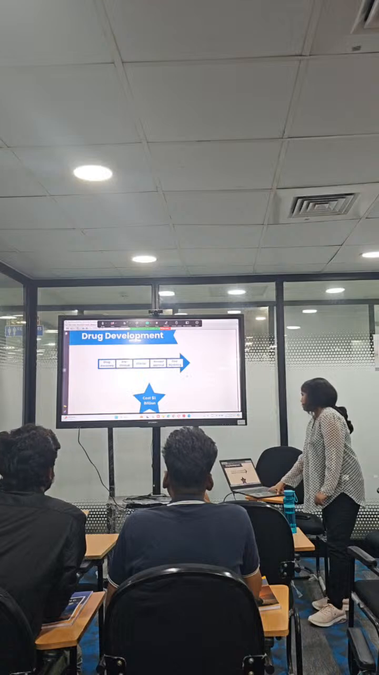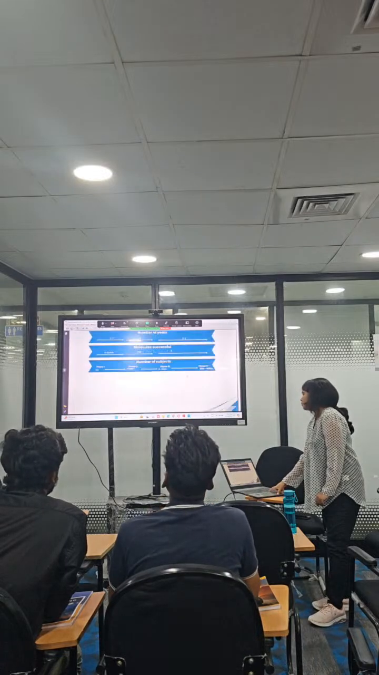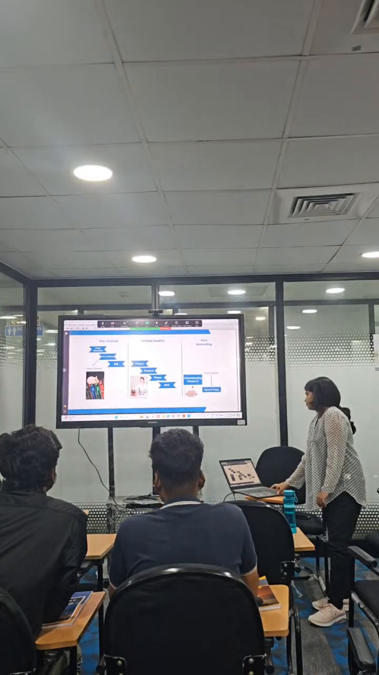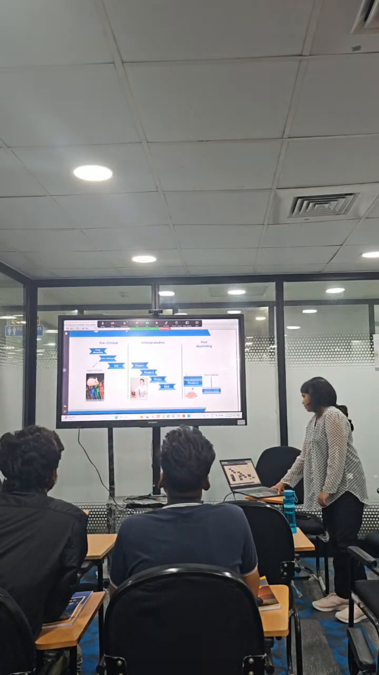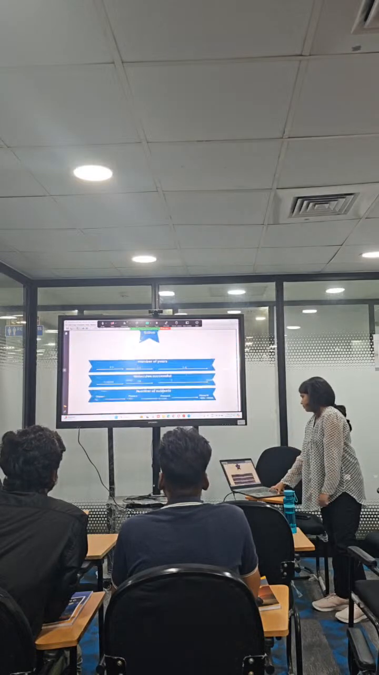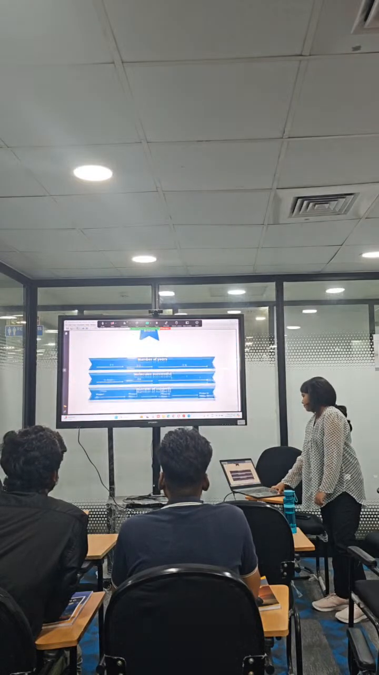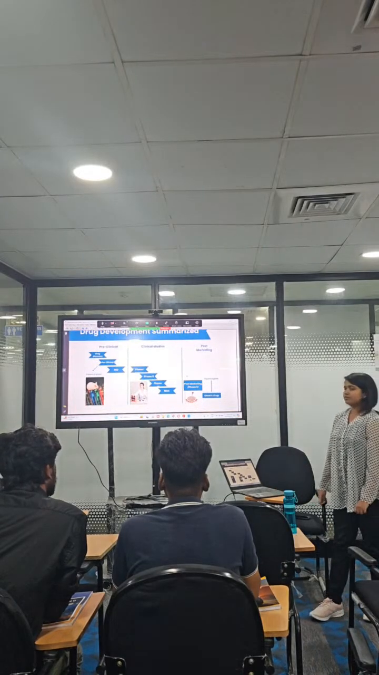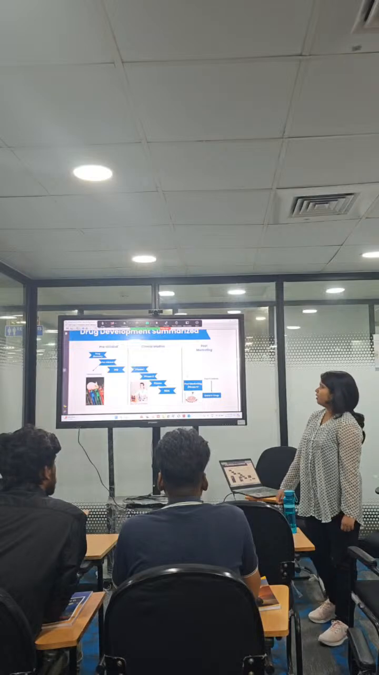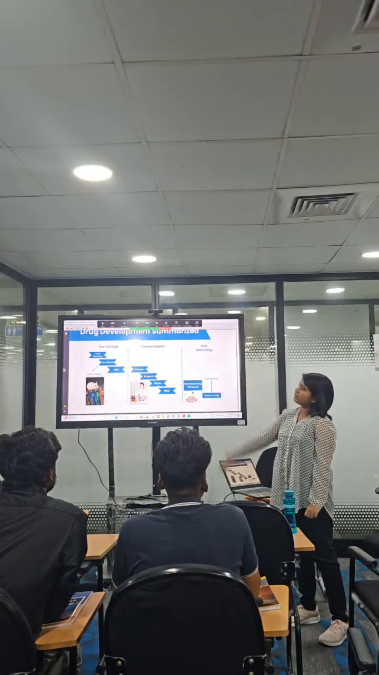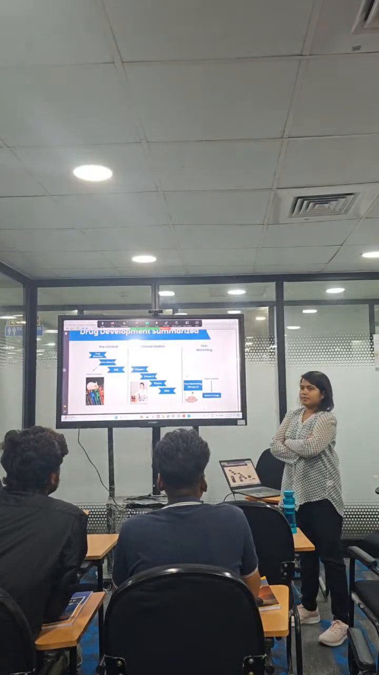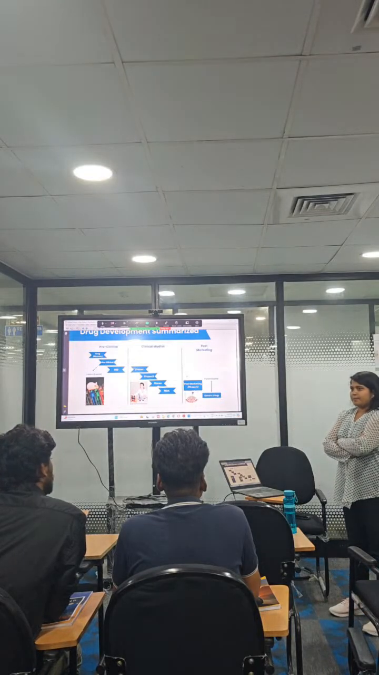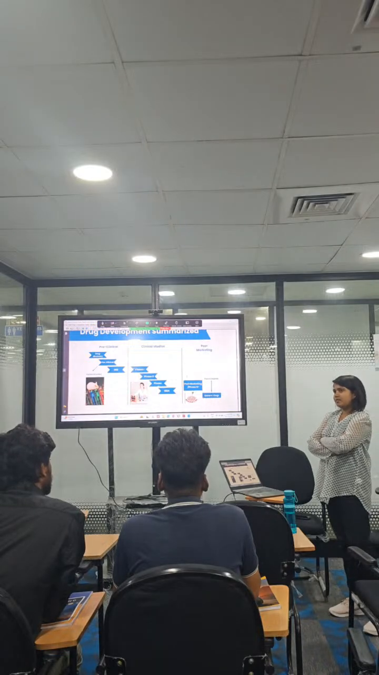The next one is drug development. How is the drug going to come to market? Any idea? This is the overview of drug development, how it is going to come to market. Before coming to the clinical trials, which is the first phase? I think there are 5 phases. It starts from phase 0 to the last phase.